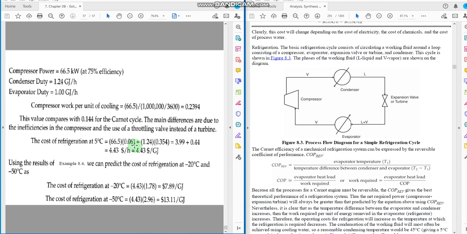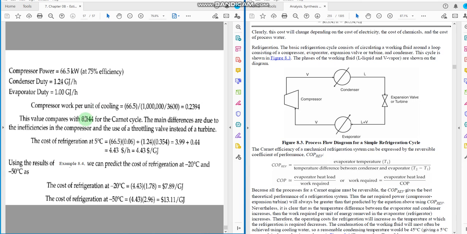First of all, there is a compressor in the system, so you have to calculate the compressor power. Then there is a condenser and also an evaporator. So first we have to get the information on these three items in the process flow diagram. This information is provided. Compressor power is 66.5 kilowatt, and the compressor efficiency is 75%. Condenser duty is 1.25 gigajoules per hour, and evaporator duty is 1.00 gigajoules per hour.